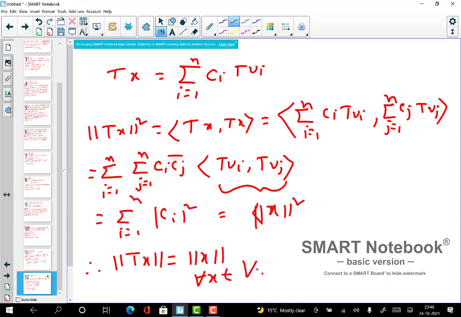Okay, so what does that mean? That means T is isometric. So we also proved that if there is an orthonormal basis such that the image is also orthonormal, then the map itself has to be an isometry. Okay, so this is the meaning of isometry.